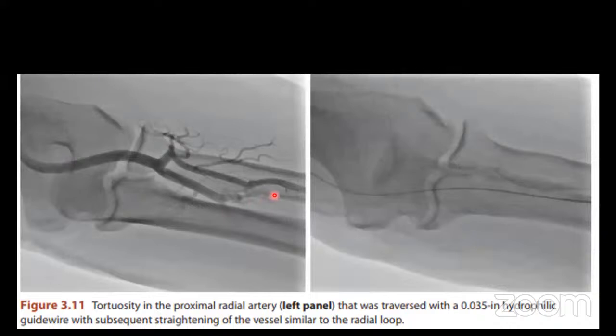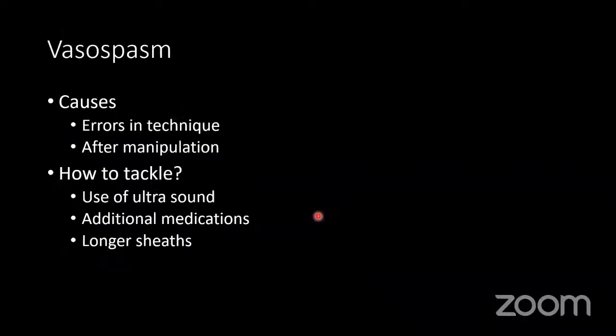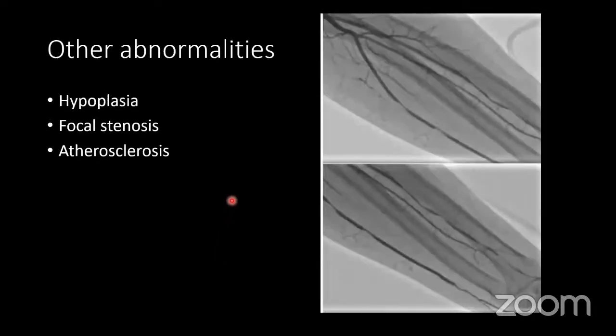This is once again a tortuosity in the proximal radial artery, and after the wire is introduced carefully, it will get straightened up. Most of the anomalies will get straightened up if you carefully introduce the wire through them. Vasospasm is most often due to vigorous manipulation and errors in technique. How to tackle it is by using careful methods, like using ultrasound and additional injections of NTG and verapamil, and having a longer sheath. Other anomalies like hypoplasia, focal stenosis, and atherosclerosis may result in changeover to femoral access.